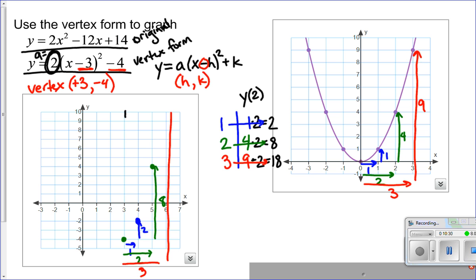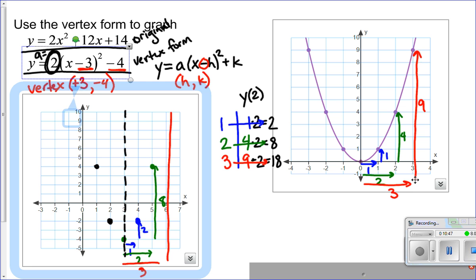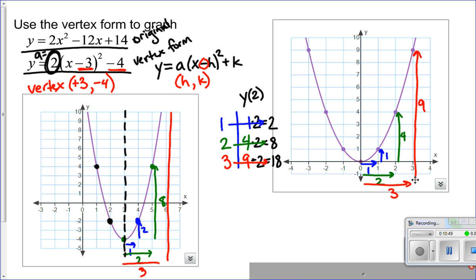Remember also your vertex is on the axis of symmetry, so anything on one side of the graph gets reflected on the other side. So there's also going to be a point here, straight across from my original, and there's going to be a point here. So when I connect all those together, I end up with my graph.